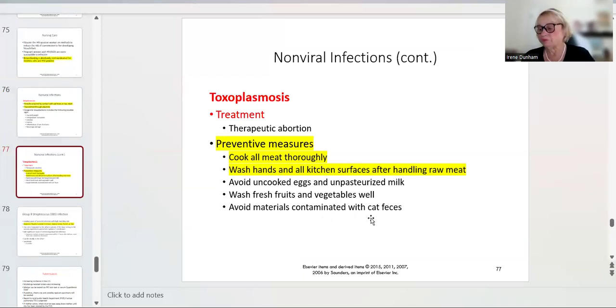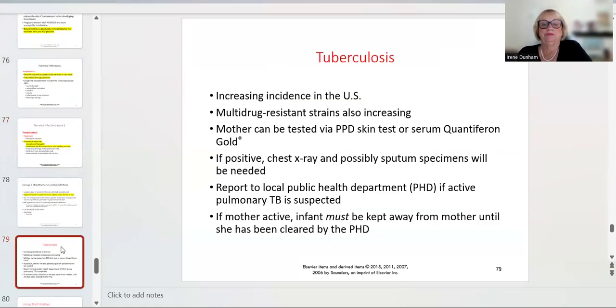And of course, a cat. When I ask them if they have an animal in the house, and they say, well, I have a cat, I'm thinking about toxoplasmosis off the top of my head. So that's where that comes in.